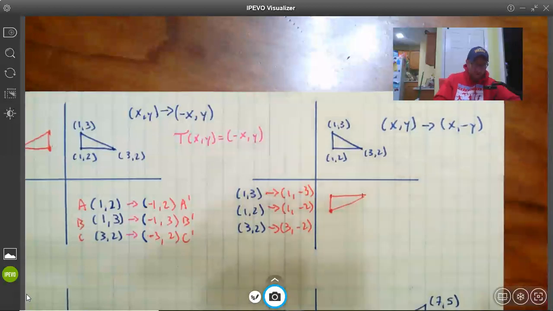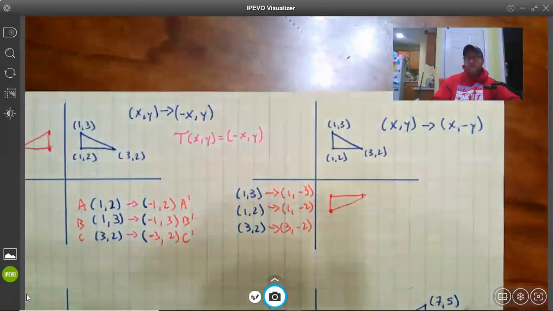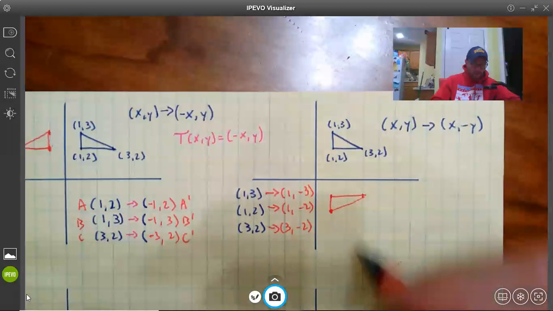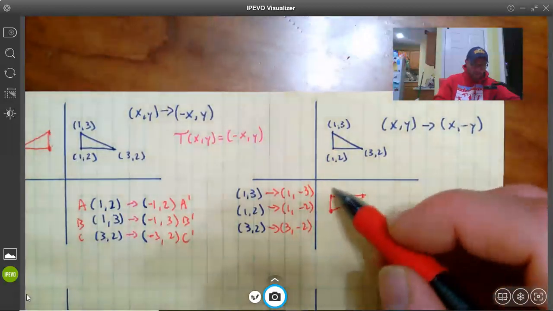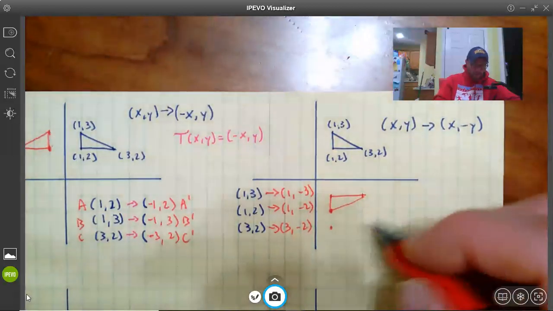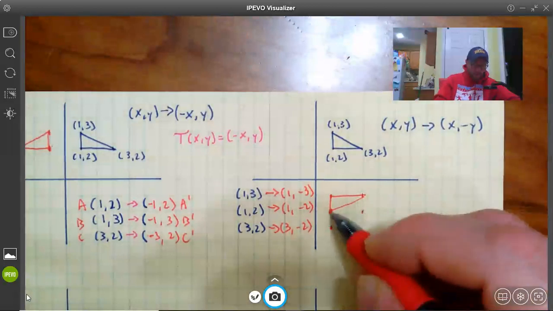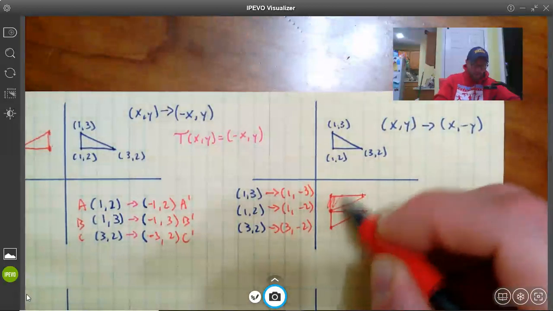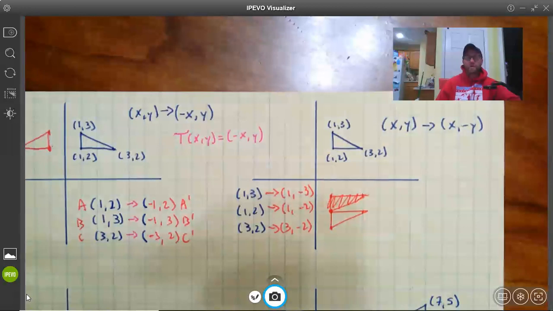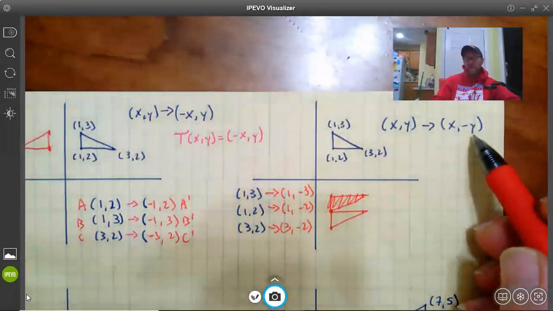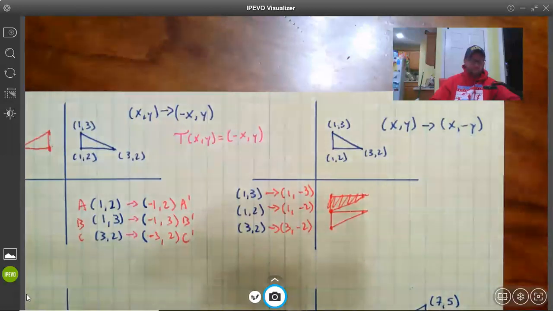So it looks like this becomes a reflection across, wait a minute, that's not right. Goodness sakes, messed this up. Plotted all my points wrong, so I was in a hurry. There. Looks like this becomes a reflection across the x-axis this time. So changing the sign of the y coordinate reflects across the x-axis.